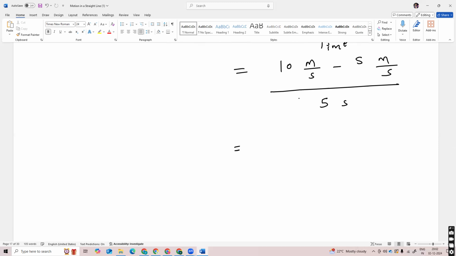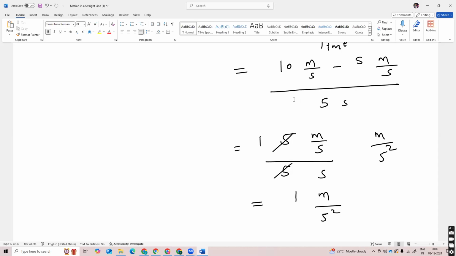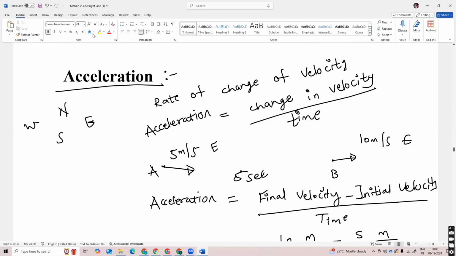Therefore, the change in velocity is 5 meter per second in 5 seconds. So 5 divided by 5 will give us 1, and the unit of this will become meter per second square. So this is the acceleration, that is, change in velocity per unit time. And note that acceleration is a vector quantity.